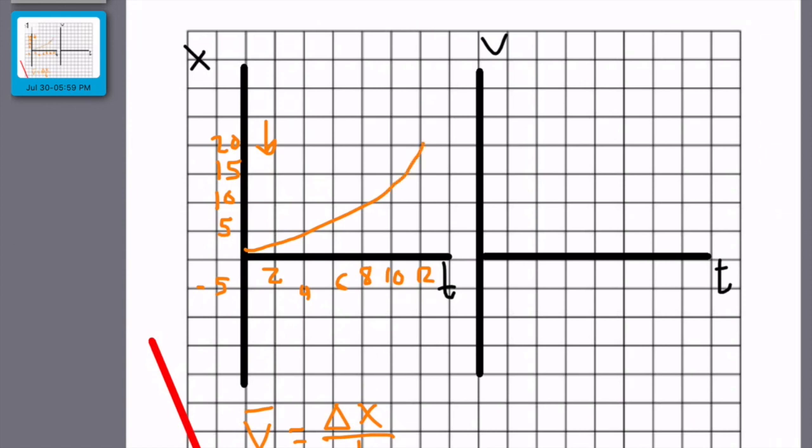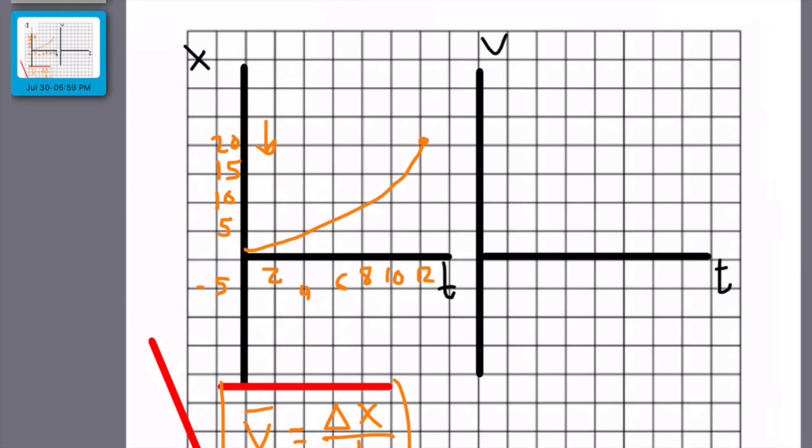That's a continual change. You're going to see an awful lot of that because on position versus time, a curve means acceleration, speeding up, slowing down. And if we take a look at this, we've got a whole bunch of slopes, an infinite number of slopes. If you use this equation here, average velocity is displacement over time, it's not going to work that well for you.